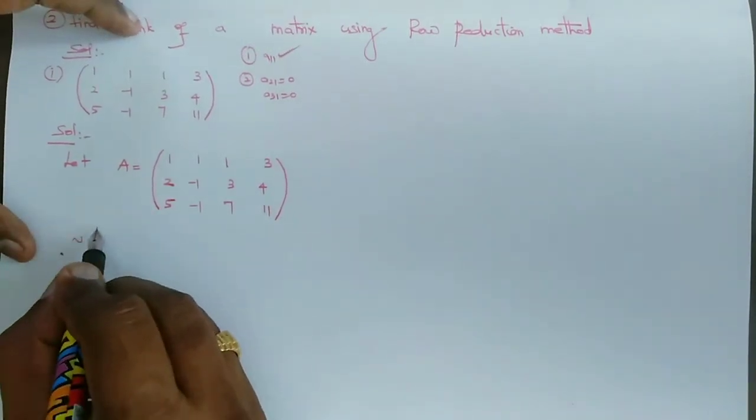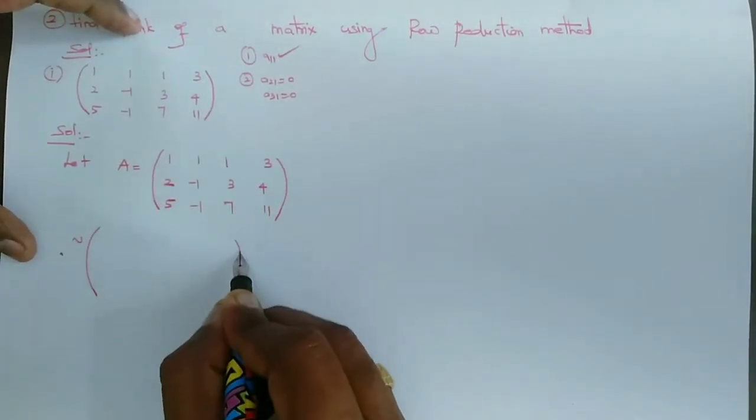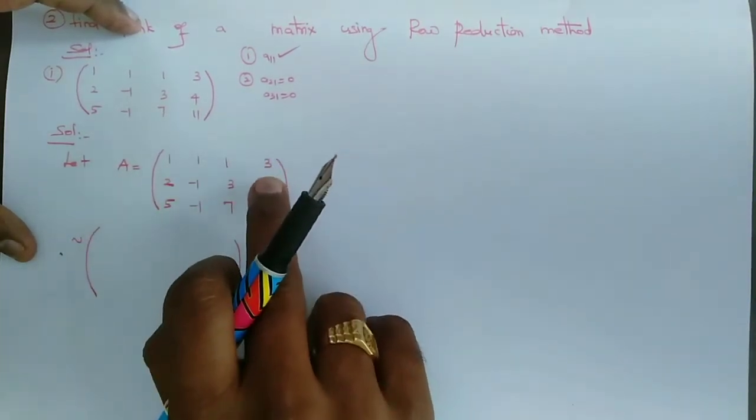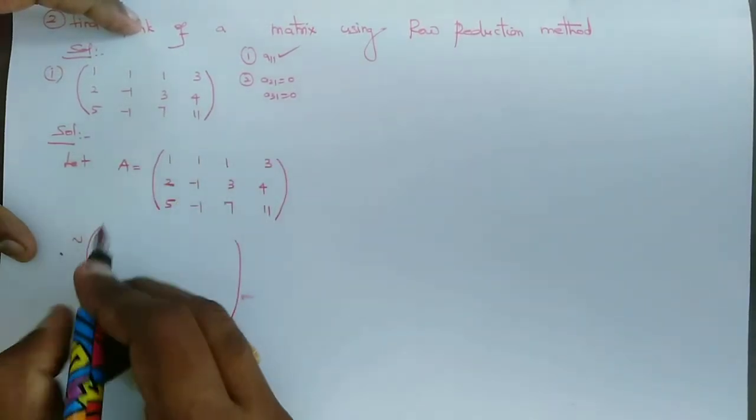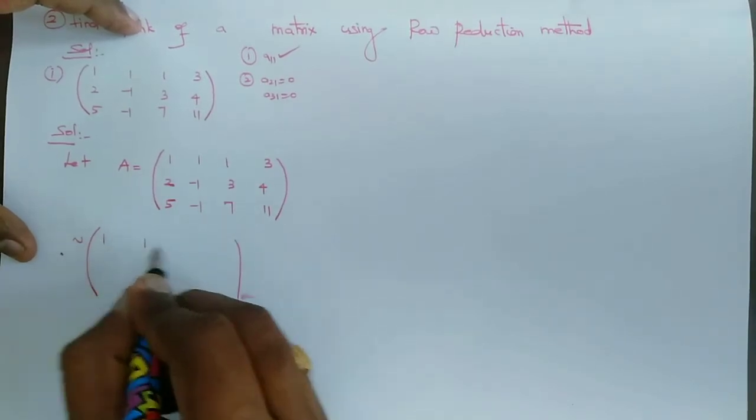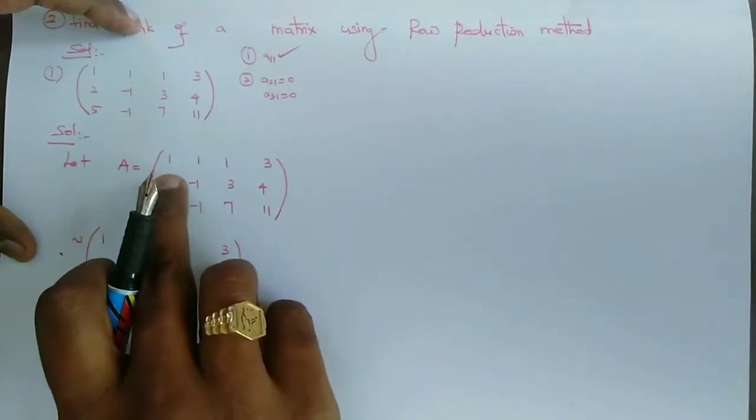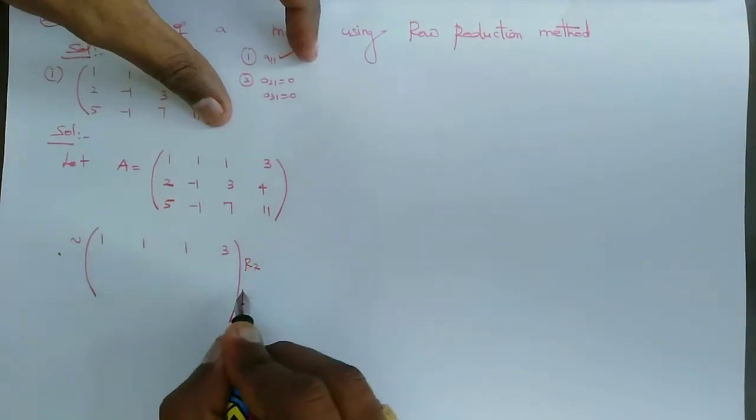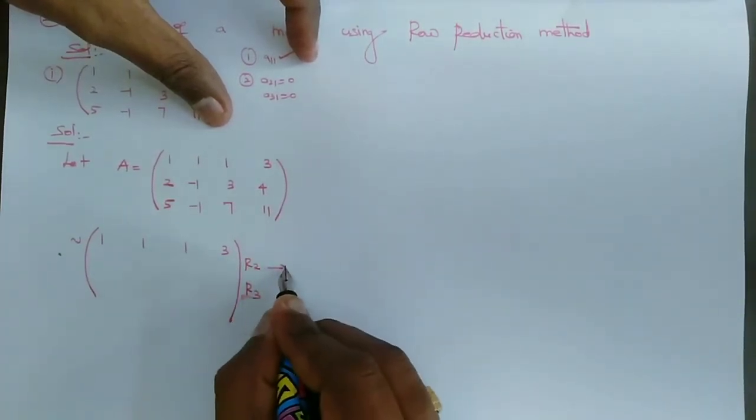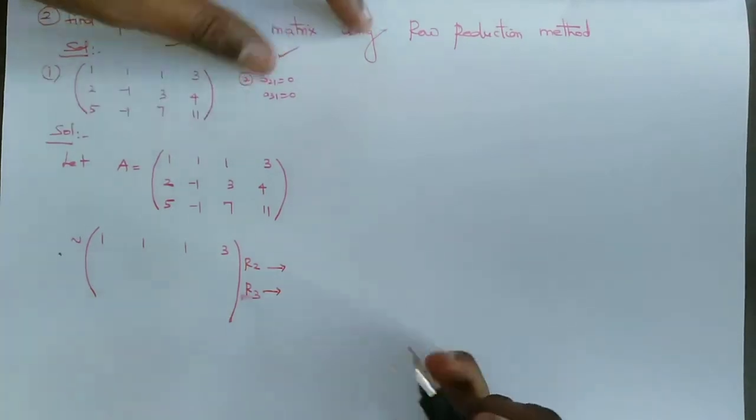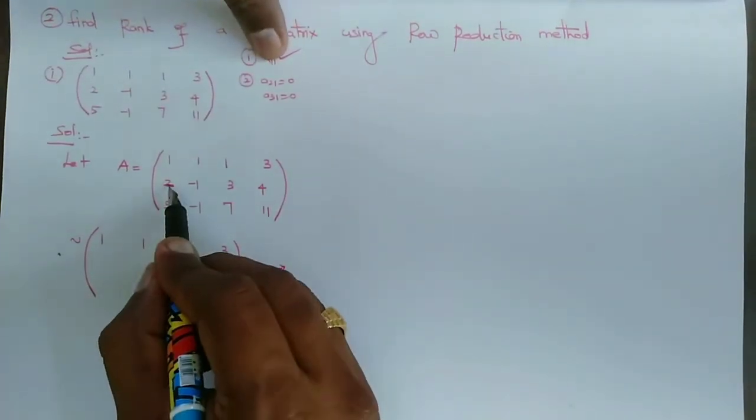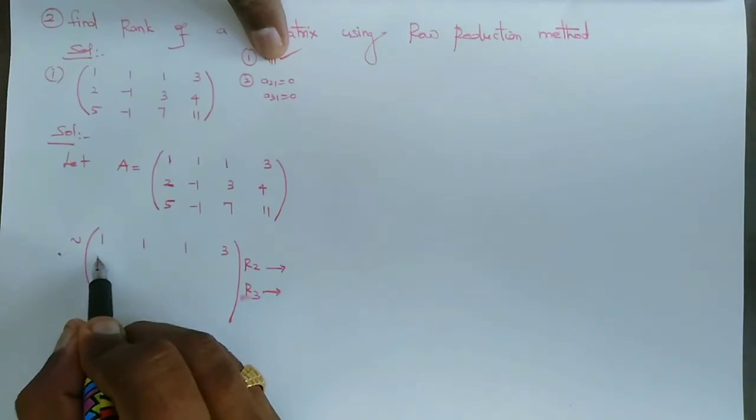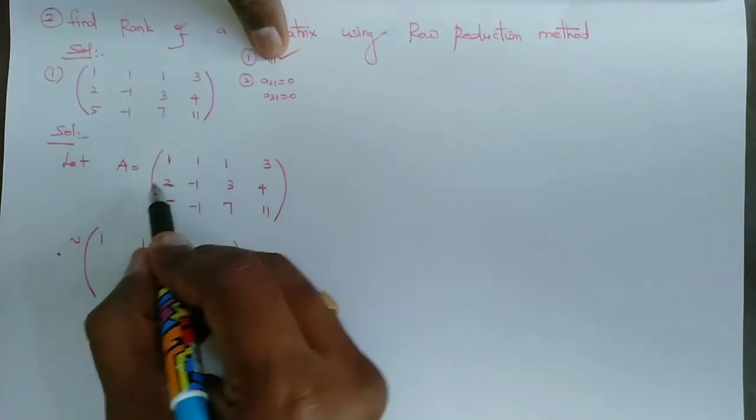Since I am going to get the help of R1, there is no change in R1, there is change in R2 and R3. So write R1 as 1, 1, 1, 3. R2 and R3 are going to change. How am I going to change R2 and R3? See here, this is 2, this is 1. I want to come to 0, so I need to get a 2.